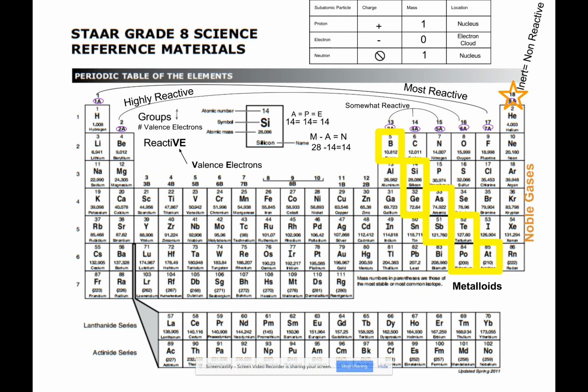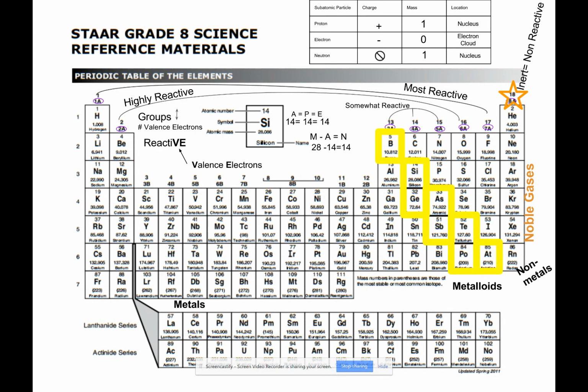Our metalloids have characteristics of both metals and nonmetals. To the right of the metalloids, we have our nonmetals, and to the left, we have all those metals. The other way we can divide our periodic table is into groups and periods.